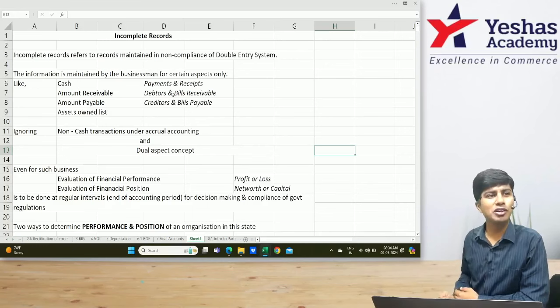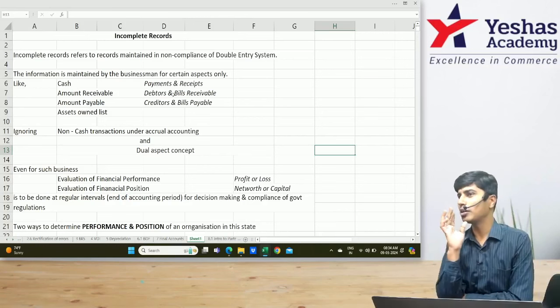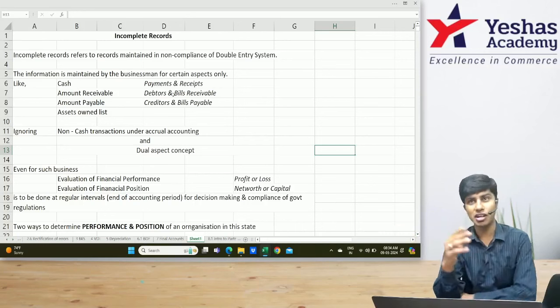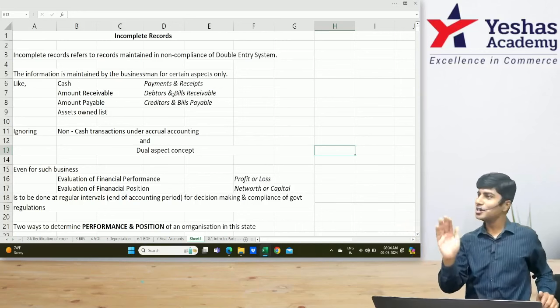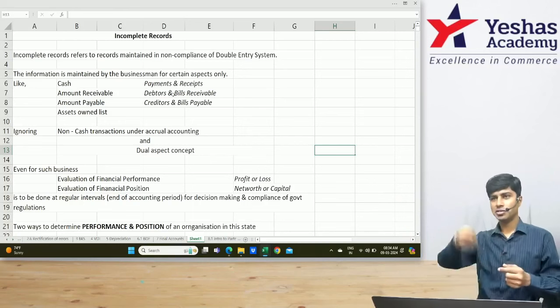How do you find profit? You've been learning from first PUC, second PUC. How do you find profit? P&L account. Very good. You need to prepare his P&L account. You'll ask, give me your trial balance. Does he know what trial balance is? If he knew what trial balance is, he would not be doing hot chips.